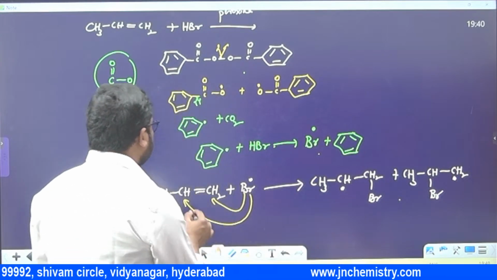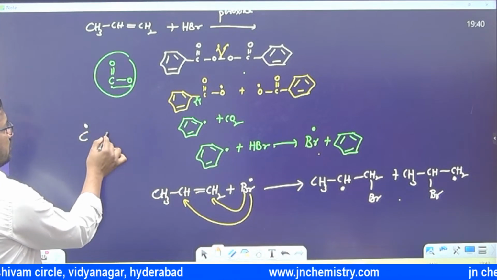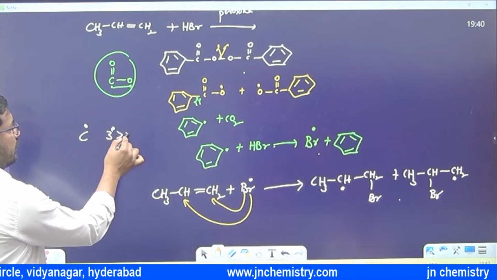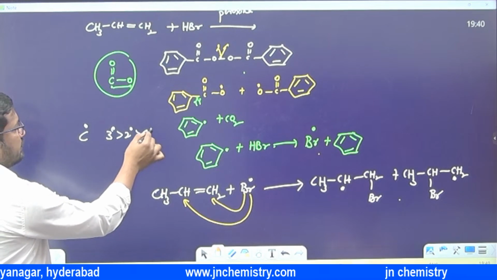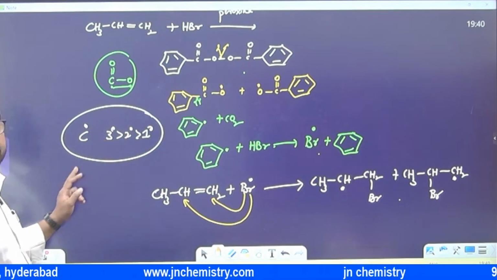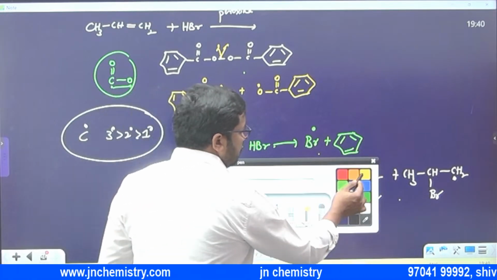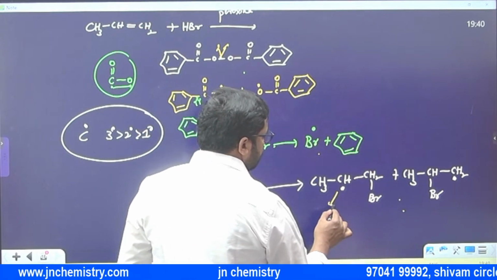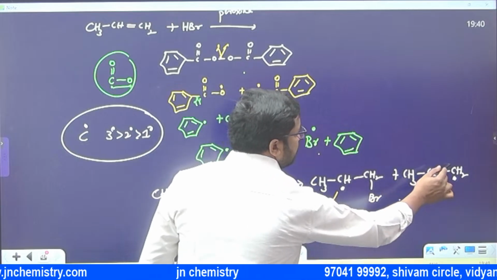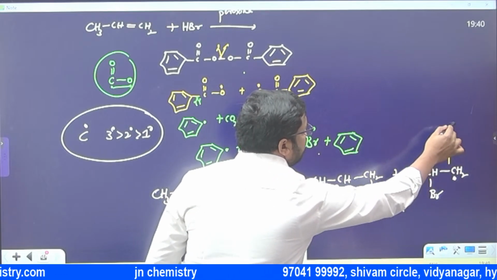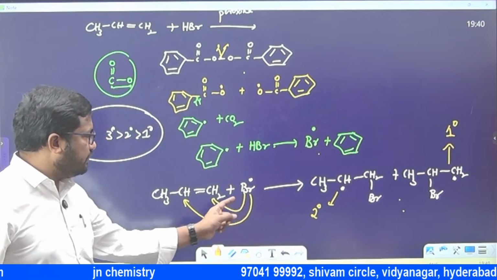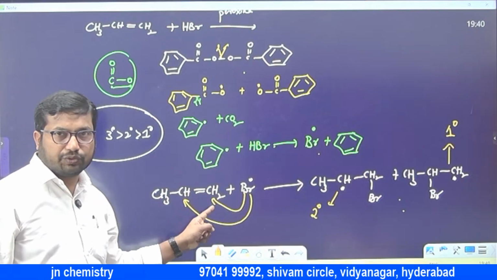Now, let me know about carbon free radicals. Tertiary is greater than secondary, primary. Tertiary is more stable than secondary, primary, same as carbocation. In this case, which is it? This is 2 degree, this is 1 degree. Which is more stable? 2 degree. So Br majorly attacks at the first position.